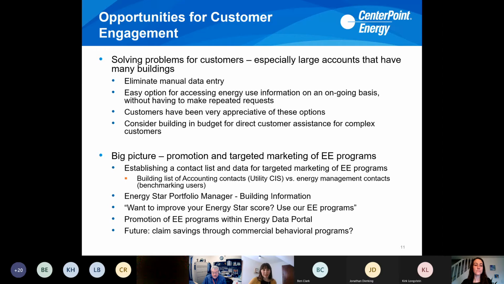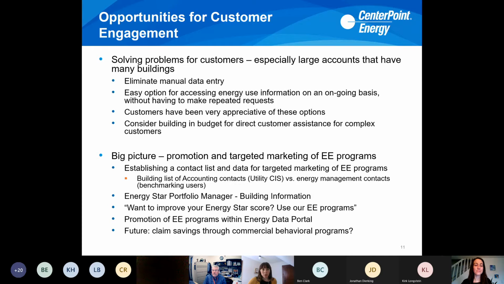Secondly, a lot of customers are emailing their key account manager for energy use data on an ongoing basis, and some account managers are better than others at getting that data back to them in a timely manner. So this portal, again, it's that user interface that we're providing. This is a way to give them instant access to that data on an on-demand, ongoing basis. And they've been very appreciative of these options.